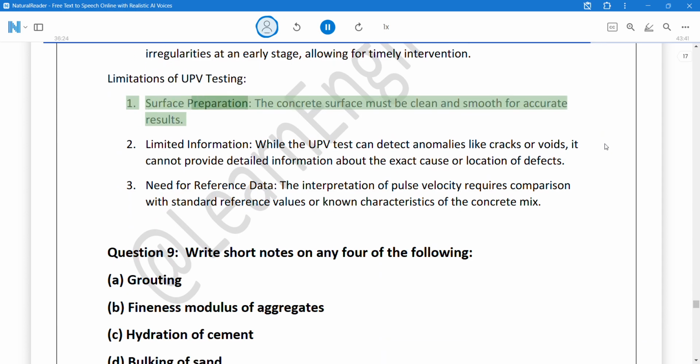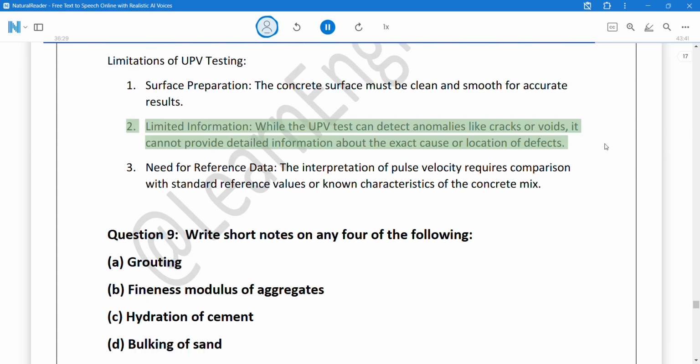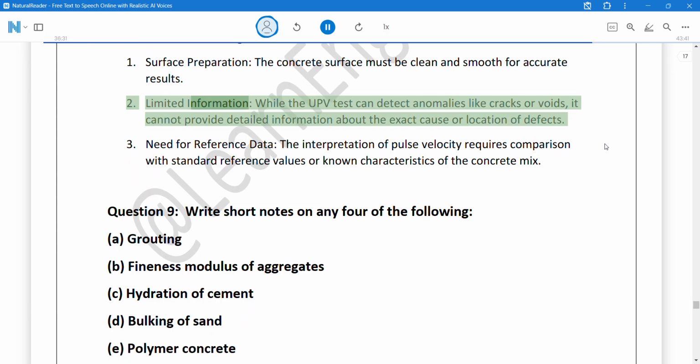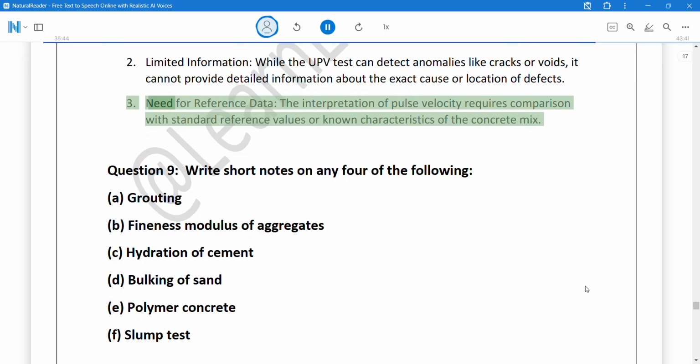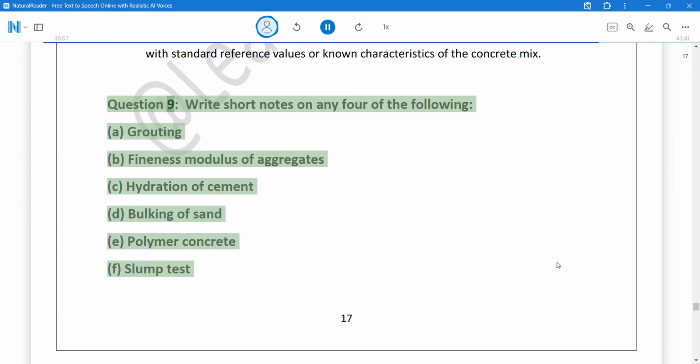Limitations of UPV testing. 1. Surface preparation: the concrete surface must be clean and smooth for accurate results. 2. Limited information: while the UPV test can detect anomalies like cracks or voids, it cannot provide detailed information about the exact cause or location of defects. 3. Need for reference data: the interpretation of pulse velocity requires comparison with standard reference values or known characteristics of the concrete mix.